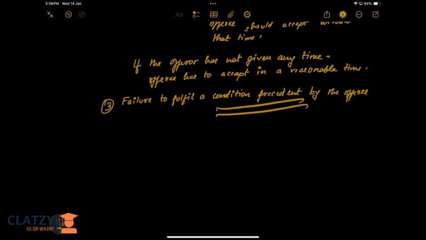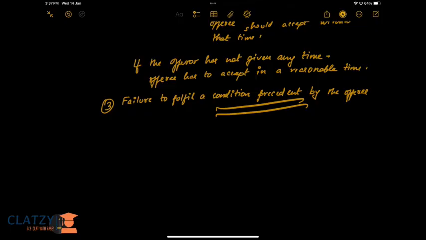Okay, so if I want to sell my bike to you and I tell you that if you want to purchase my bike at rupees 50,000, if you accept my offer, you will have to deposit 10,000 rupees immediately as security deposit. Okay, and if you don't deposit 10,000 rupees, then your acceptance will not be valid. You choose to accept my offer. You tell me that, yes, I'm willing to buy your bike at 50,000 rupees. Let's close the deal. I accept your offer. But you don't deposit 10,000 rupees. Question: is your acceptance valid?